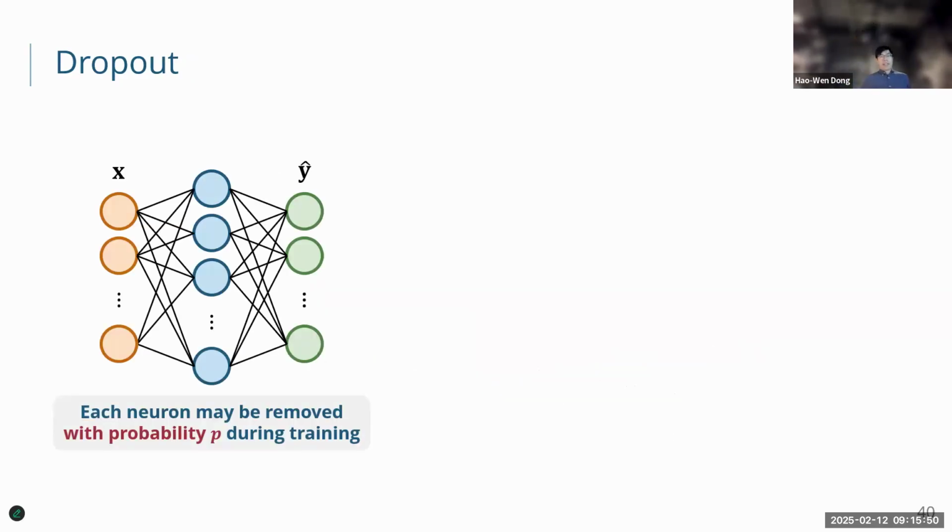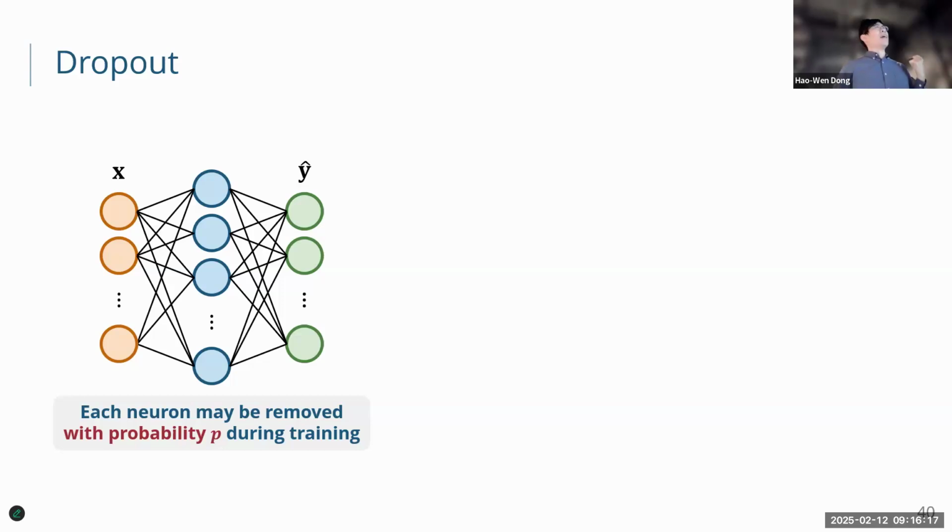The other one that will be used in our homework 3 is dropout. Dropout is a very simple concept, but it turns out it's very helpful for preventing overfitting. So, dropout: each neuron may be removed with probability P during training. That's it. That's the simple idea of dropout.